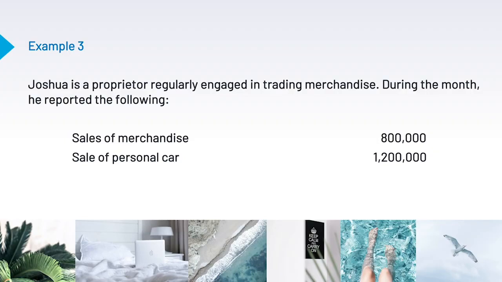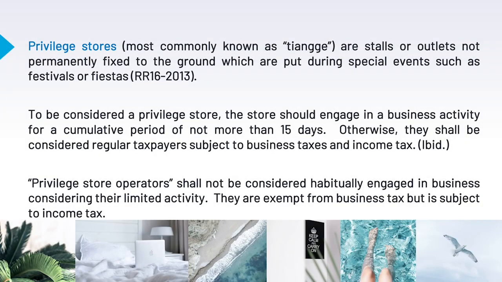And there are other businesses like Changi. We will proceed to privileged stores, commonly known as Changi, which are stalls or outlets not permanently fixed to the ground, which are put up during special events such as festivals or fiestas, based on Revenue Regulation 16, 2013. To be considered a privileged store, the store should engage in a business activity for a cumulative period of not more than 15 days. Otherwise, they shall be considered regular taxpayers subject to business taxes and income tax. So, remember, not more than 15 days. If it exceeds that, of course, you are subject to business taxes. Privileged store operators shall not be considered habitually engaged in business, considering their limited activity. They are exempt from business tax but subject to income tax.